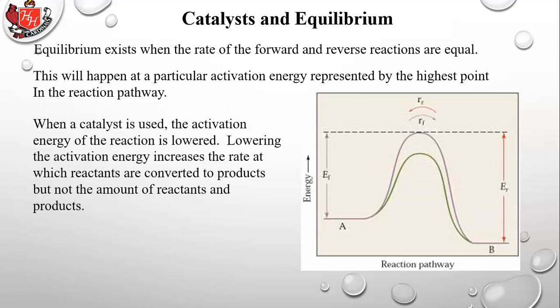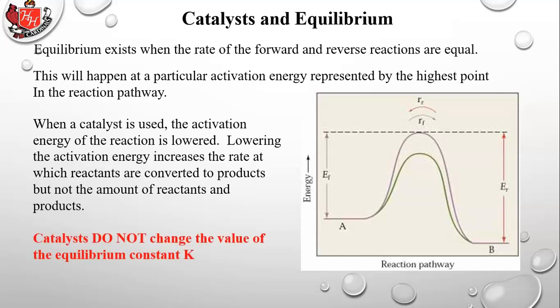When a catalyst is used, the activation energy of a reaction is lowered. Lowering activation energy increases the rate at which the reactants are converted to products, but not the amount of reactants and products. So catalysts do not change the value of the equilibrium constant. So what a catalyst does is it speeds up a reaction. In biology, catalysts are called enzymes, and they speed up how fast a reaction takes place. That has to do with the field of kinetics.